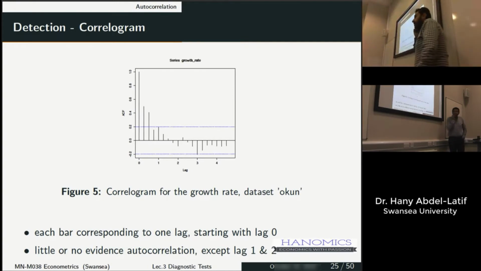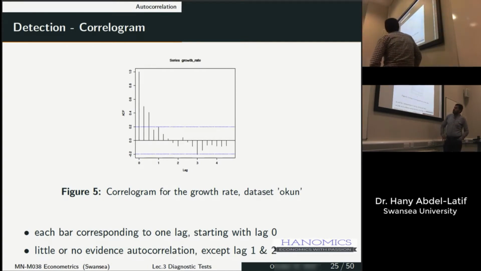So, just plotting the correlogram for the growth rate data from the open data set, if you look at these two, each bar corresponds to one lag. These are the number of lags, starting from 0, going back to the fourth lag or beyond that. If you look between these two lines, it's not above this line, so there's no correlation here.